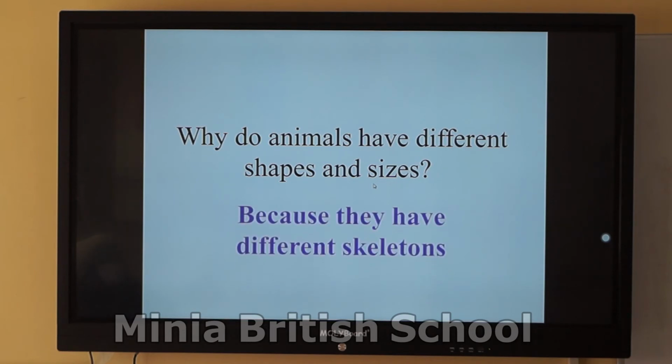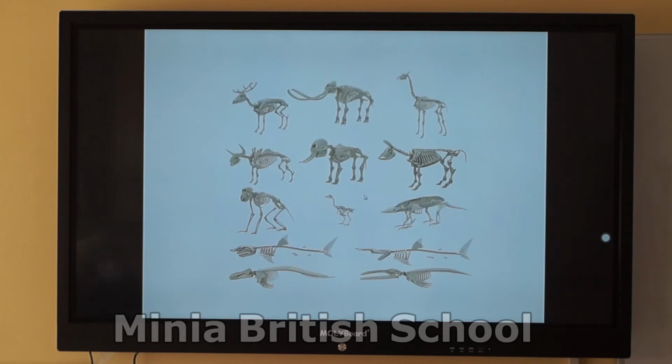Why? Because they have different skeletons. Excellent. They have different skeletons. So, these skeletons give the vertebrates specific shape and size. Okay. Now, here's a picture of different skeletons of different animals. For example, this is the skeleton of a monkey, a bird, and a giraffe.